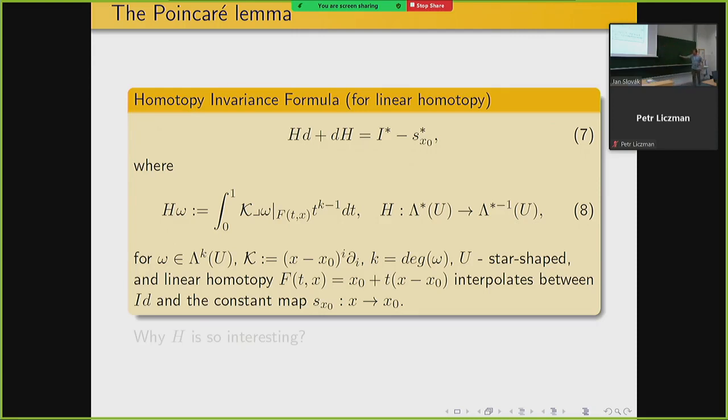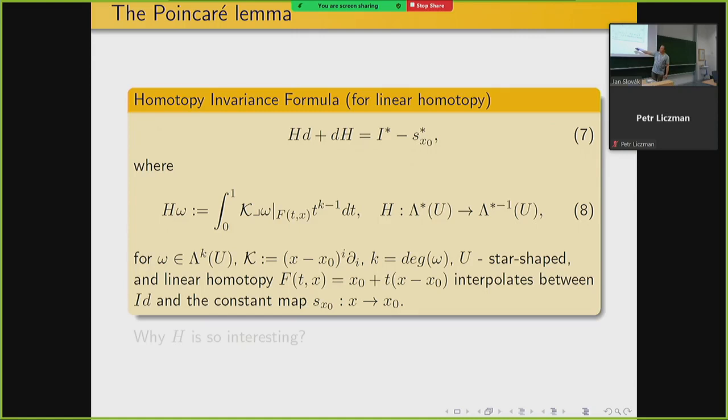You have a manifold, you have an open subset which is star-shaped, so there is some kind of central point, call it x0, and you can contract each of the points from this set U on the manifold M to a single point. And you can contract it in many ways, and generally the most useful way is to use this linear homotopy. So T is the parameter along which you contract.